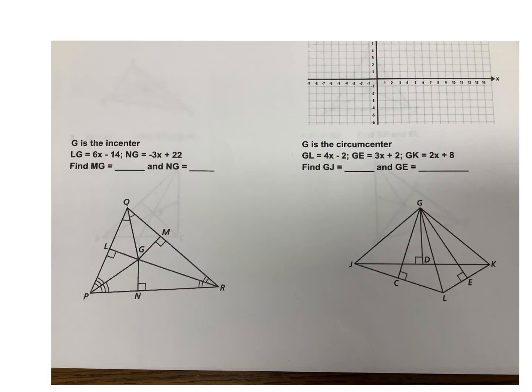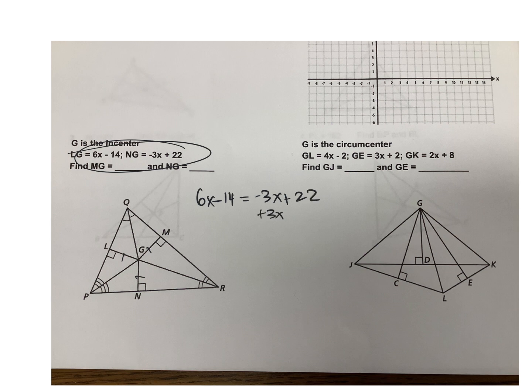All right, G is the incenter, and LG is 6x minus 14, and the other is -3x plus 22. Incenter means you have angle bisectors, and they're equidistant to all the sides. So these two things are equal to each other: 6x minus 14 equals -3x plus 22. Add 3x, you get 9x minus 14 equals 22. Add 14 to 22, you get 36. Divide by 9, you get 4. So x is 4.